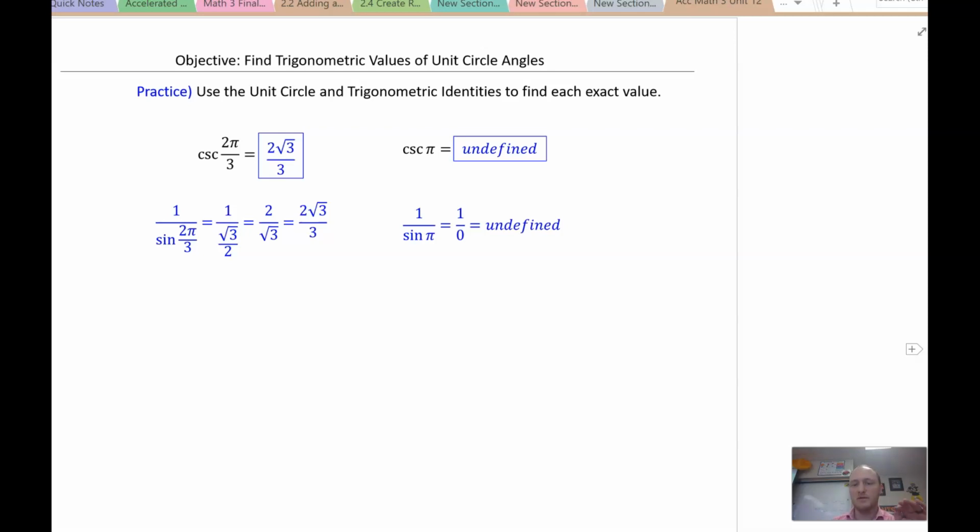Undefined, right? 1 over 0 is undefined. Do not put no solution. It's undefined. There is a solution. It's just undefined.